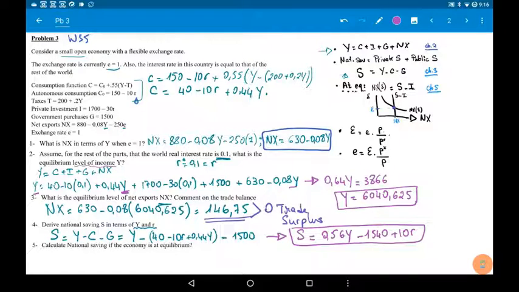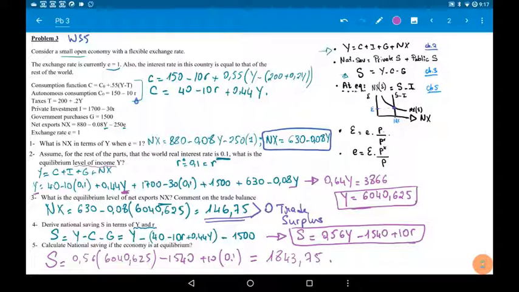Question 5, calculate national savings if the economy is at equilibrium. So for savings at equilibrium, we now replace Y with its value, which is 6040, and R with its value, which is 0.1. So national savings is 0.56 times 6040 minus 1540 plus 10 times 0.1. Savings equals 1843.75.